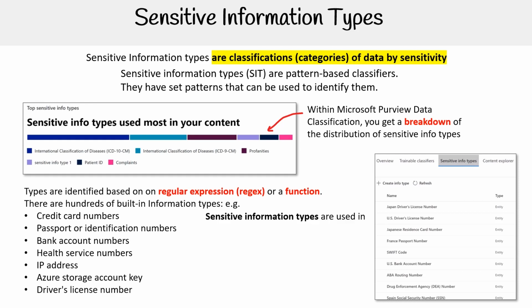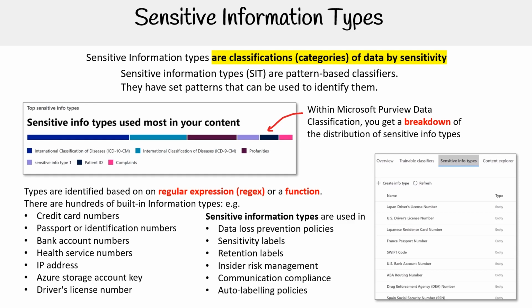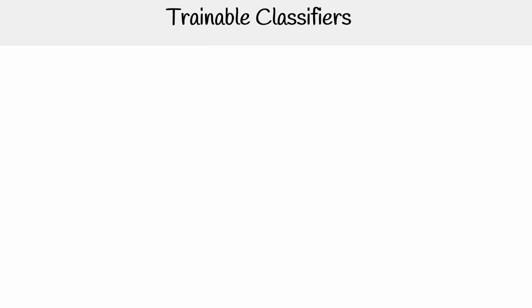These sensitive information types are used in data loss prevention policies, sensitivity labels, retention labels, insider risk management, communication compliance, and auto labeling policies. Generally, the first thing you're going to do with your data classification is to get your sensitive information types. And you can create your own info types too. So if there's something that doesn't meet your needs, you'll have to write your own regular expression, but you can have whatever you want.